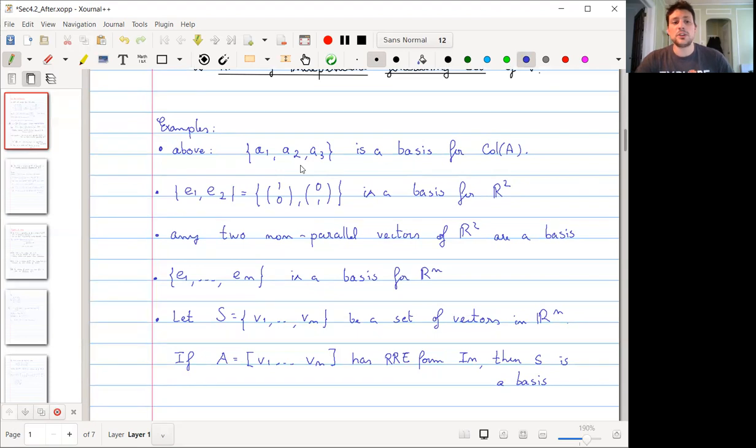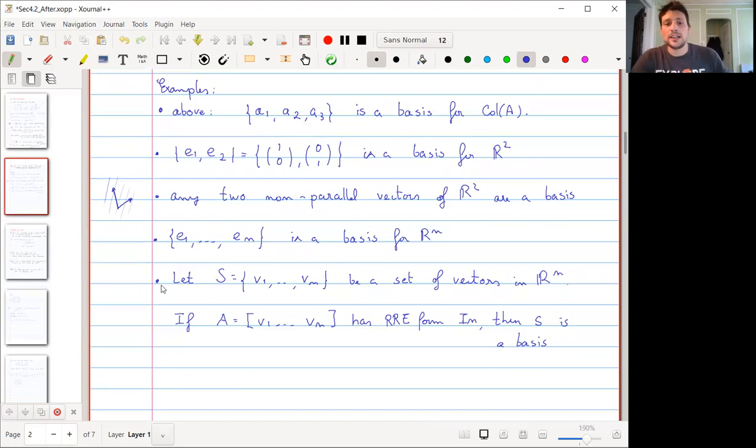And really, whenever you are in R2, picking any two non-parallel vectors will give you a couple of linearly independent vectors, and their span is the whole R2. So any two non-parallel vectors in R2 are a basis. As I anticipated, the set of all the standard vectors is always a basis for Rn because they are linearly independent and they generate Rn.